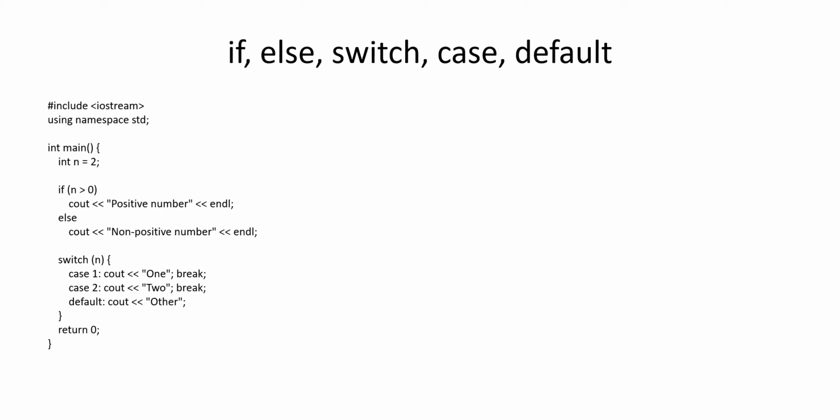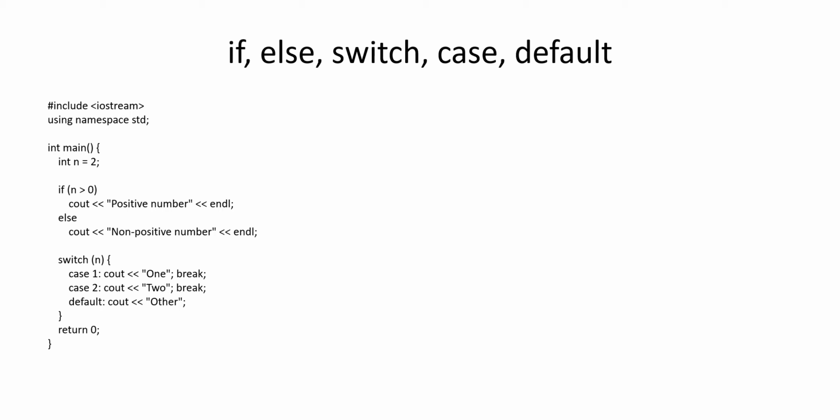This is an example for if, else, switch, case, default keywords. These are control statements that allow decision making in programs. The if else statement checks conditions and executes code accordingly. The switch case statement selects an execution path based on a variable's value. These constructs help in implementing logical decision structures.